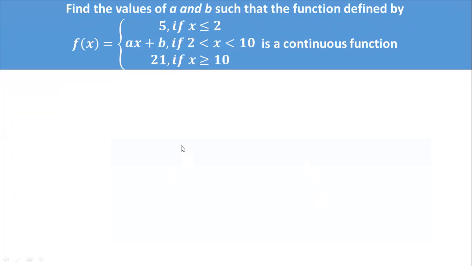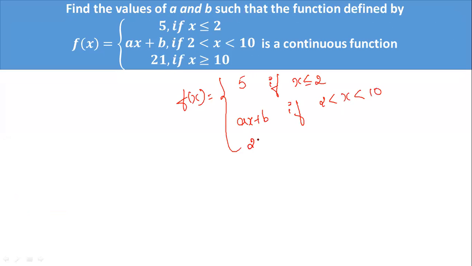This is the one question which they have repeated many times. You have to find the values of a and b, how they have defined the function. The function is defined as f of x is equal to 5 if x is less than or equal to 2, and it is ax plus b if 2 is less than x less than 10, and it is 21 if x is greater than or equal to 10. So you have to find the value of a and b. What have they told? They have told that the function is a continuous function.